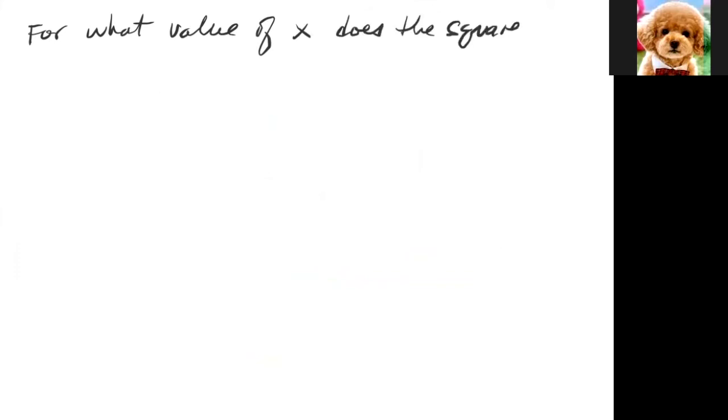It says, for what value of x does the square root of x cubed equal 27? For what value of x does the square root of x cubed equal 27?